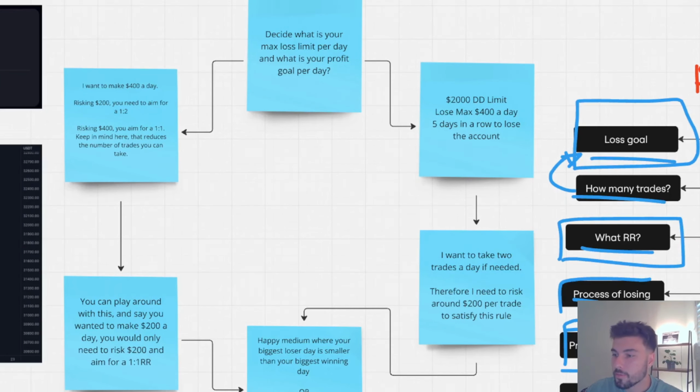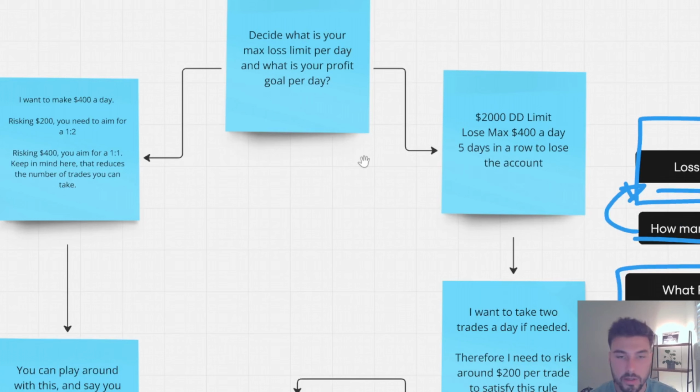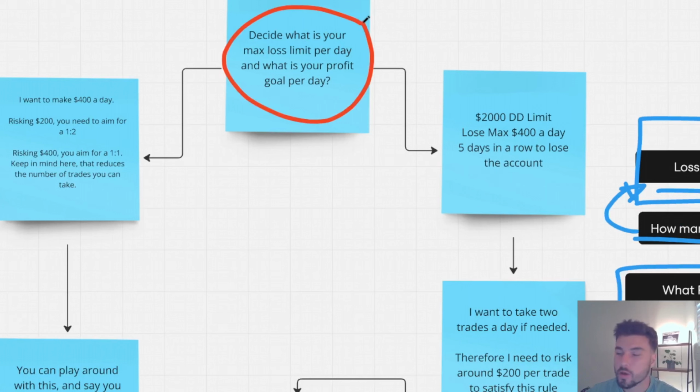If you guys are looking for a little flowchart, have a look at these blue tabs here. And these are questions that you're going to have to define for yourself. I've just shown you a few examples. You need to firstly decide again, what's going to be your max loss limit per day? Now let's talk about a funded account, and let's talk about a $50,000 funded account.